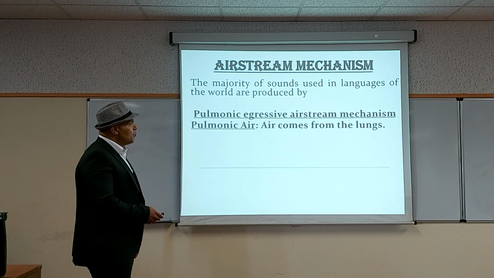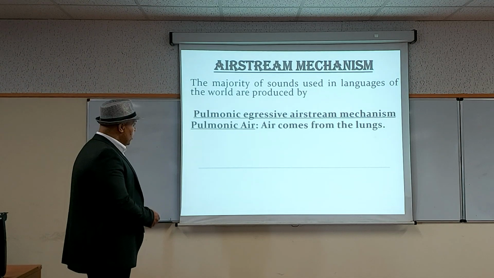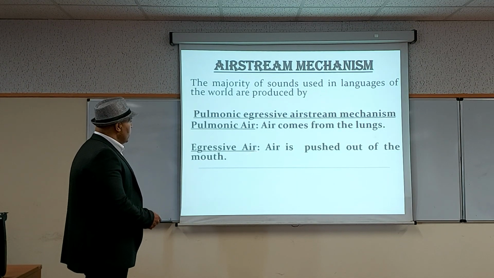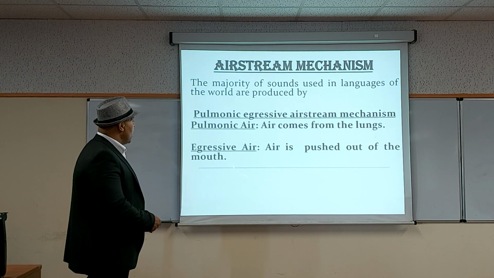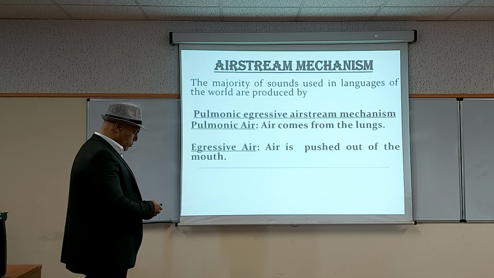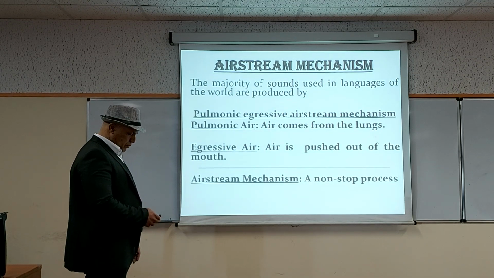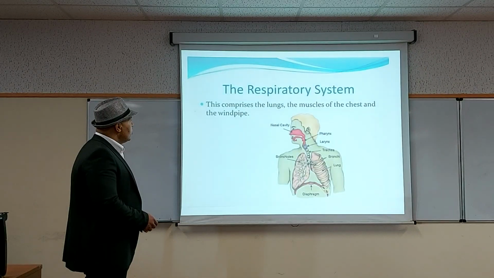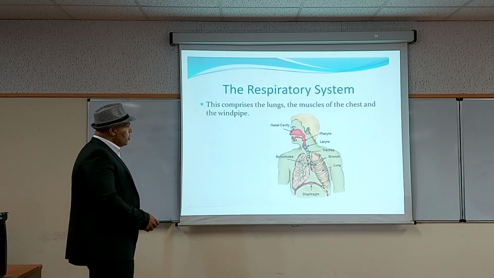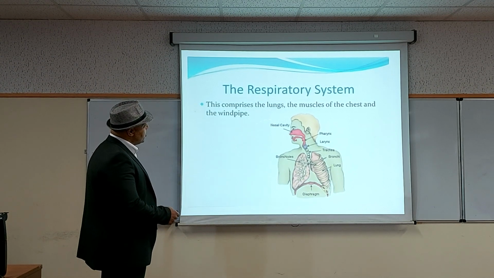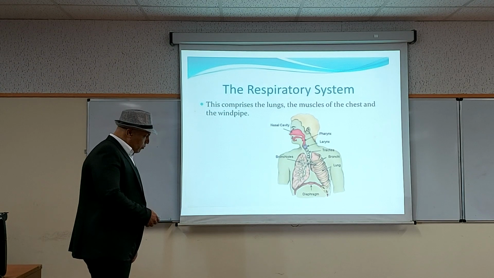What do we mean by pulmonic? Pulmonic air comes from the lungs. And egressive air means that the air is pushed out of the mouth, out of the body. And the airstream mechanism is a non-stop process. If you look at the chart here, this comprises the lungs. This is the reservoir where the air comes from. Then we have the muscles of the chest, which are flexible, and the windpipe. This is the respiratory system for the production.